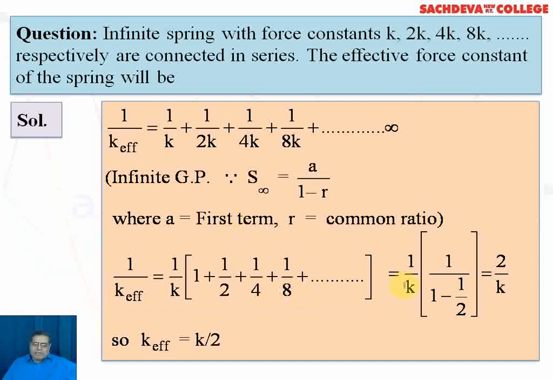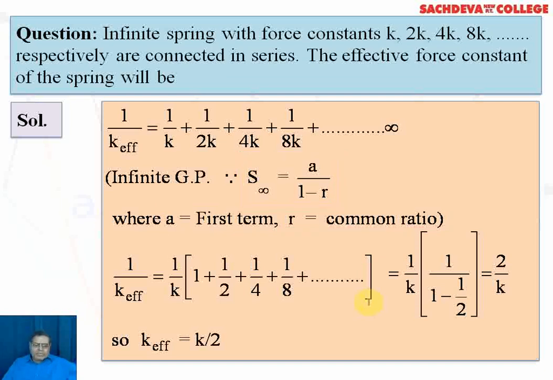Now we find that 1 plus 1 by 2 plus 1 by 4 plus 1 by 8 is a geometric series up to infinity. We know that the sum to infinity is calculated by a over r minus 1 if r is greater than 1. But if r is less than 1, then the sum to infinity will be a over 1 minus r. This we read in geometric sequence in the mathematics of 11th class. So, a is the first term, r is the common ratio, and we are finding that the common ratio is less than 1. So we are using the formula S infinity is a over 1 minus r.